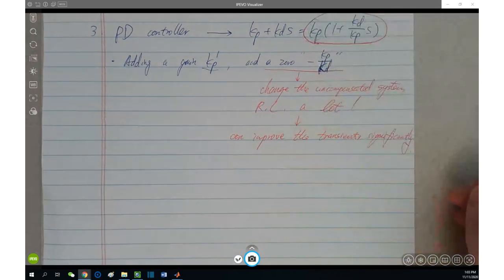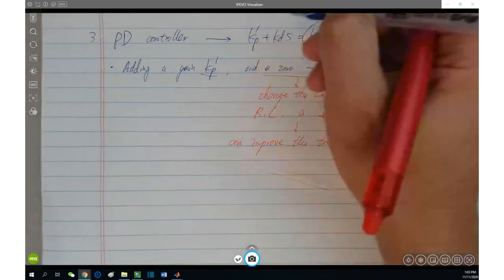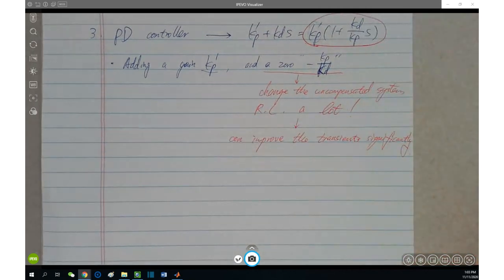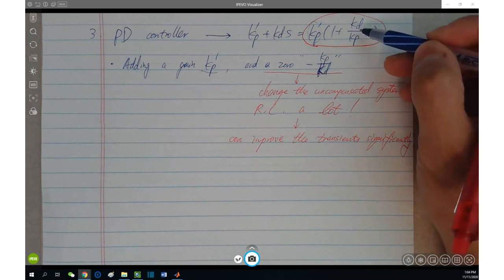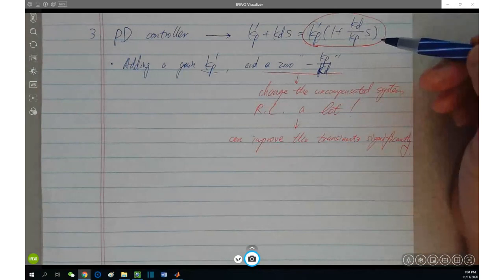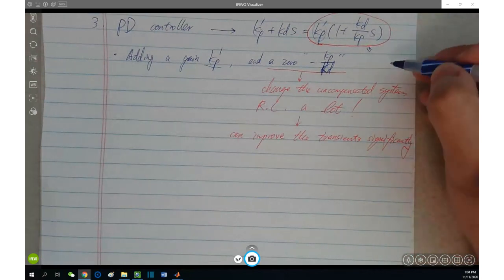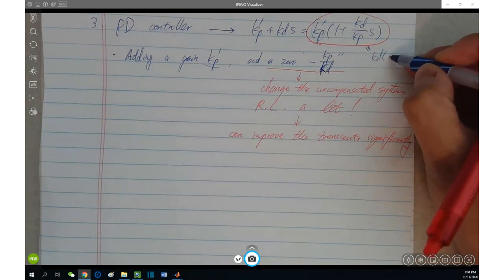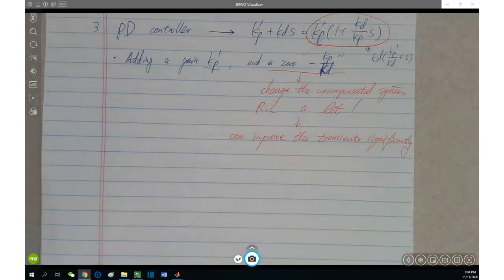Assuming the PD controller in this format, which is KP prime times 1 plus KD over KP times S. Because obviously you can also reorganize or rewrite this equation to have unity as the coefficient of S, right? You can do that like this, completely equivalent. So that way you're going to have KD, then you have KP prime plus S. Okay? Of course, you can write it in this way.